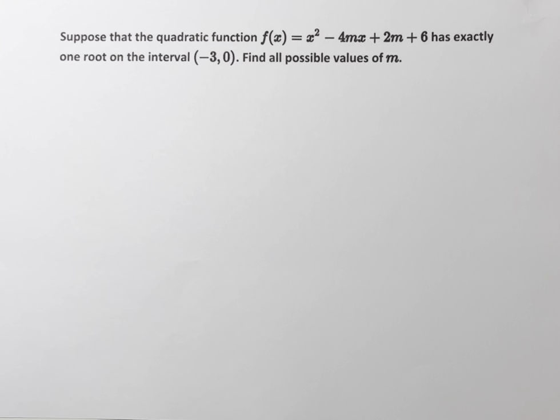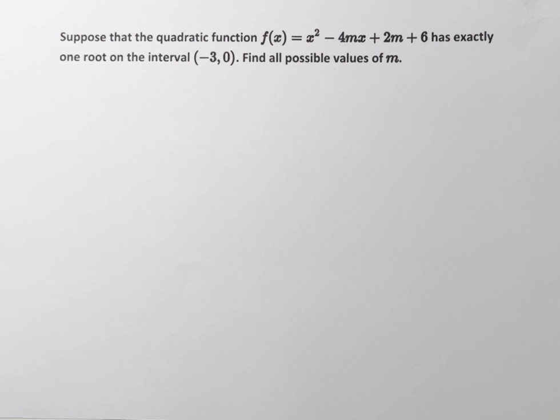In this video, I'll be discussing a quadratic function problem. Suppose that the quadratic function f(x) equals x squared minus 4mx plus 2m plus 6 has exactly one root on the interval (-3, 0). Find all possible values of m.